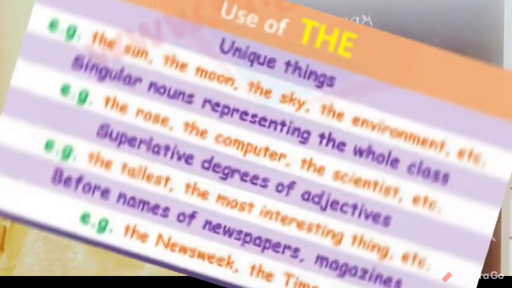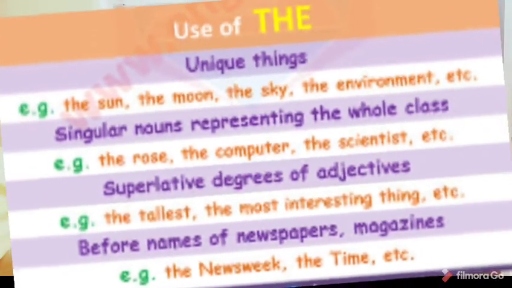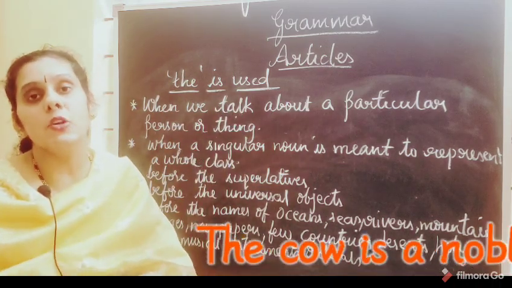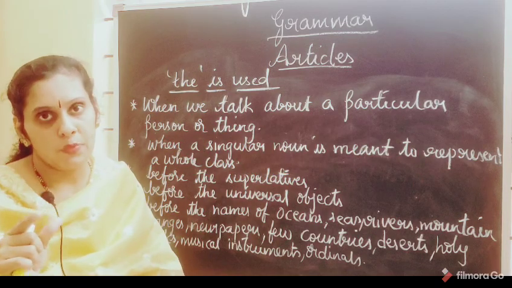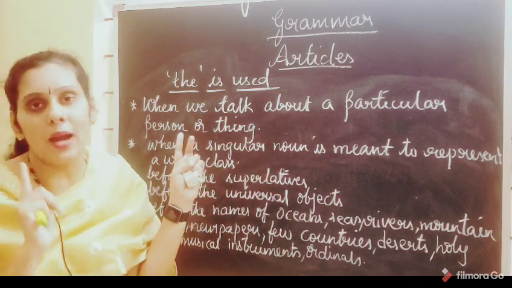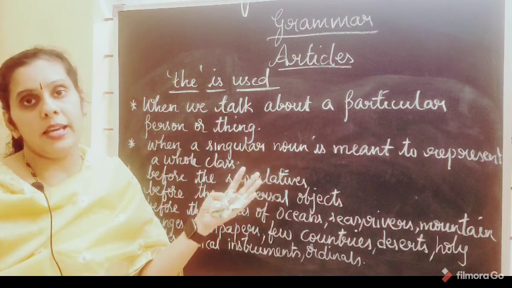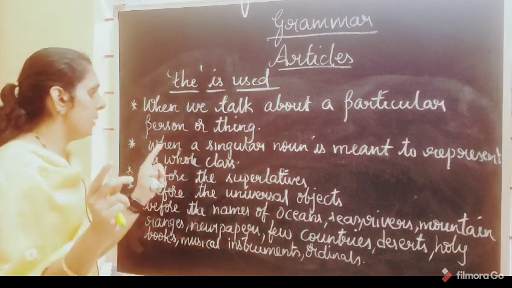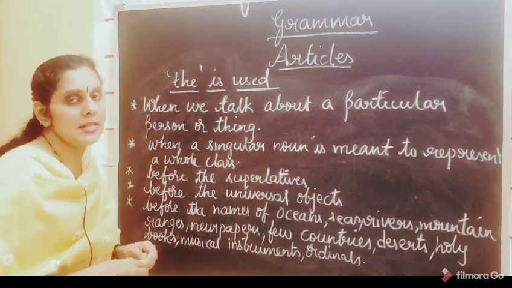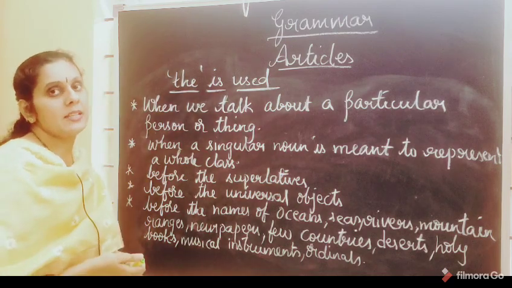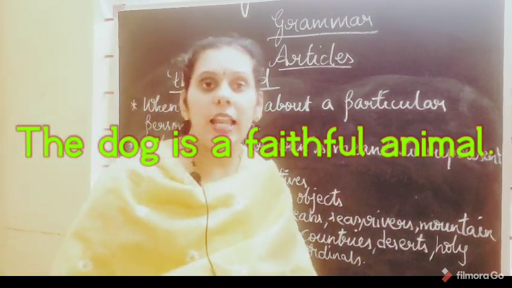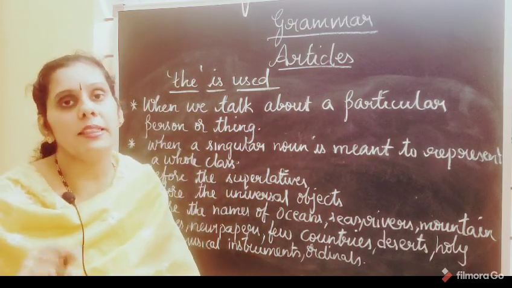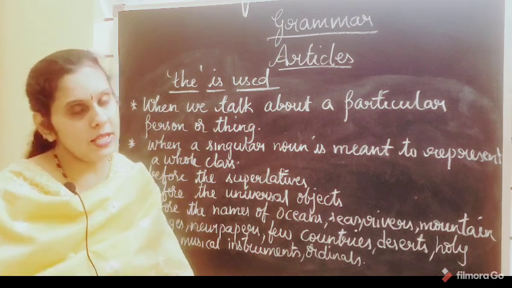When a singular noun is meant to represent a whole class, a whole group, we use "the". See, "the cow is a noble animal". "The cow" means the entire group of cows, not one cow here. Like this we use a singular noun when we represent the whole class. Like, "the dog is a faithful animal", not one dog here, all dogs are faithful animals.